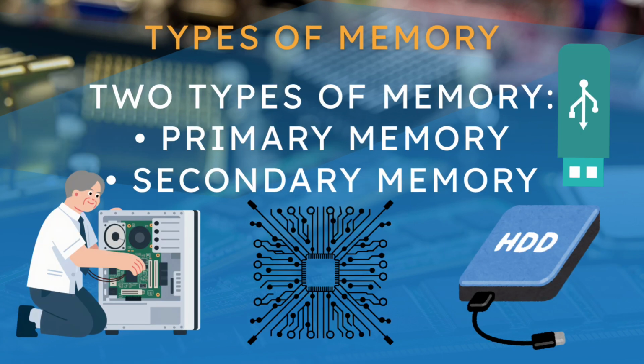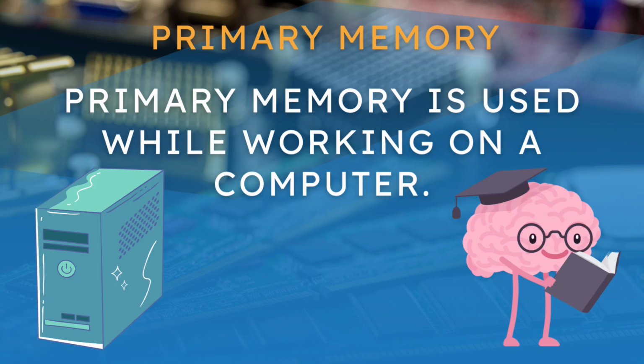Now let us learn about the types of memory. There are two main types of memory, primary memory and secondary memory. Let us first learn about primary memory. Primary memory is also called main memory of the computer. It is used to store data that the computer is currently working on. This means when you open an app or file, the data is stored in primary memory for quick use. Primary memory is fast, but it usually stores data for a short time.